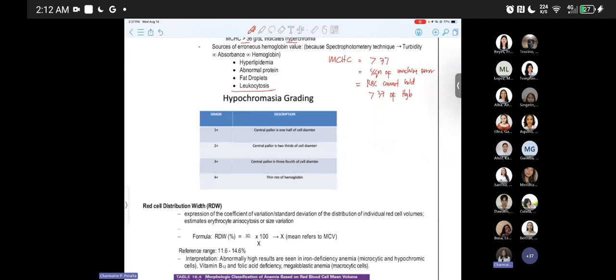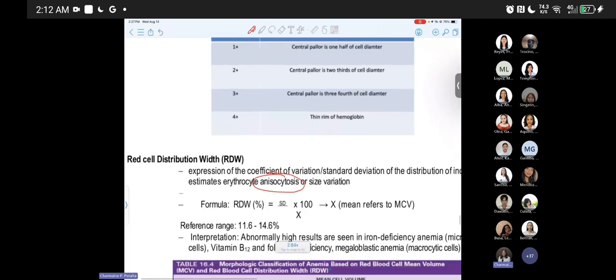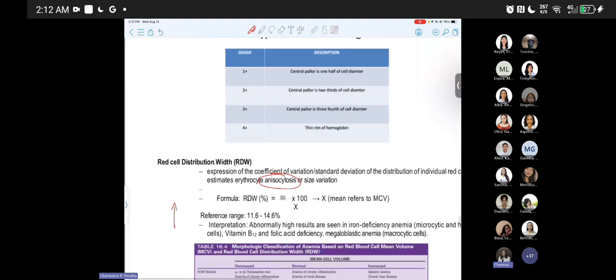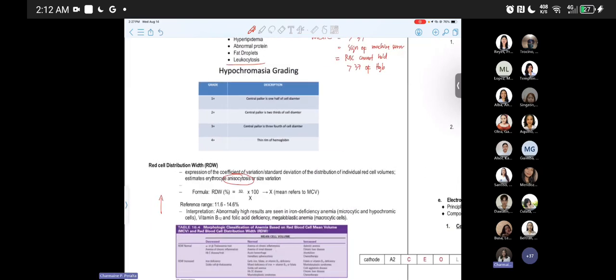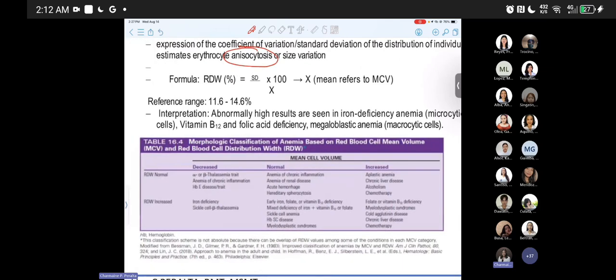Next, we have red cell distribution width. All you need to remember about RDW is anisocytosis. RDW estimates erythrocyte anisocytosis. When RDW is high, it means there are cells of different sizes: microcytic, normocytic, macrocytic. This table shows the conditions when RDW is increased and MCV is decreased, when RDW is increased and MCV is normal, and when RDW is increased and MCV is increased.